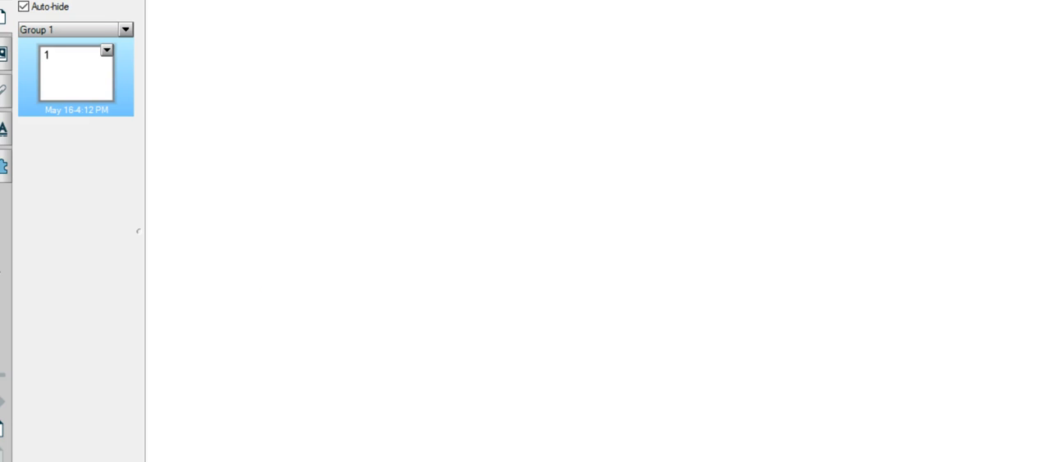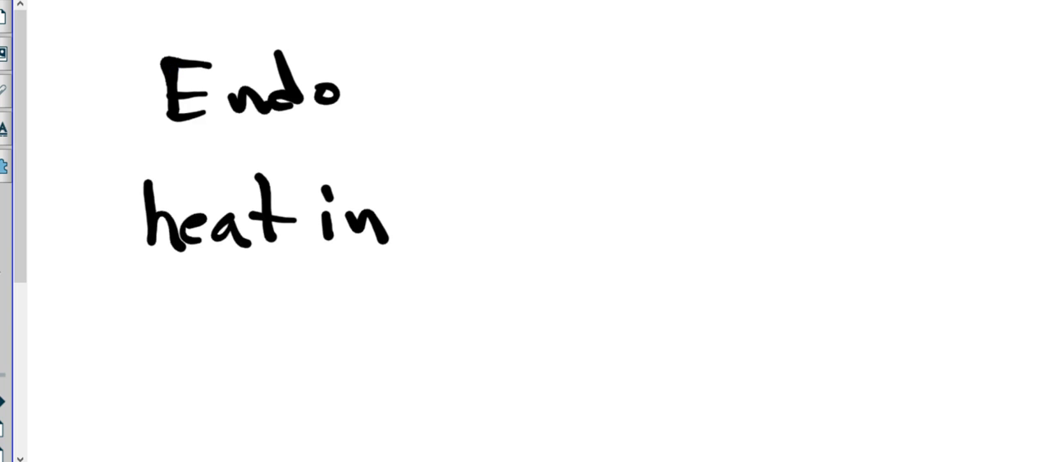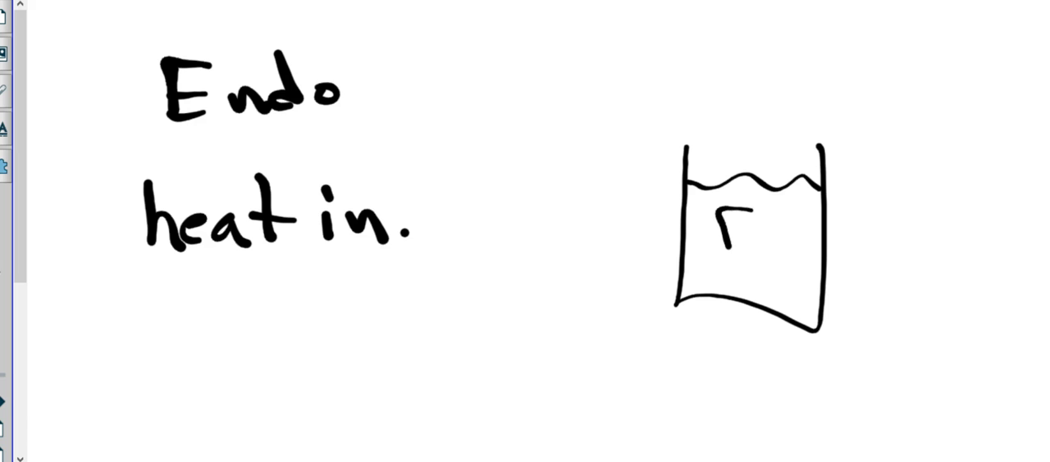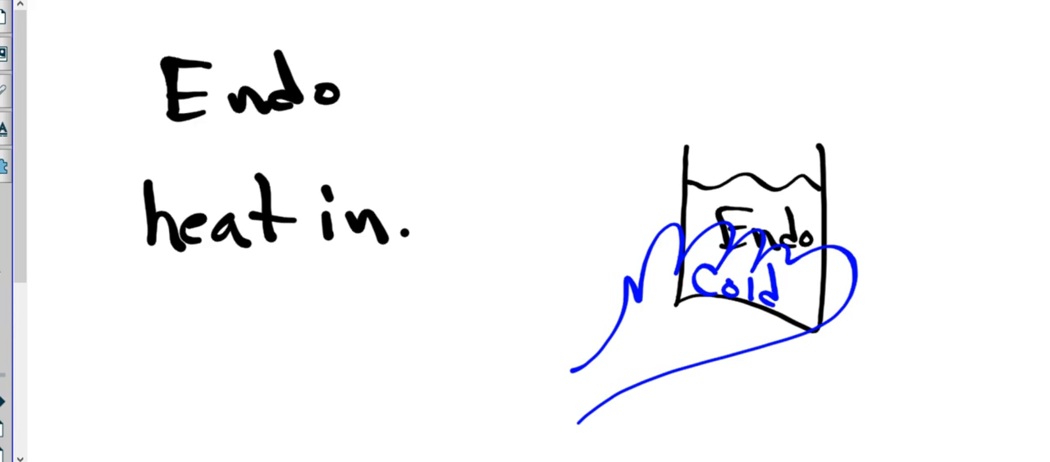All right, let's just talk endo and exothermic real quick. So endothermic, that would be when heat comes in. It also would mean something like if you had a beaker and something was happening inside that was endothermic, you would feel that beaker is cold. So if you put your hand on something endothermic, that would be cold. All right?